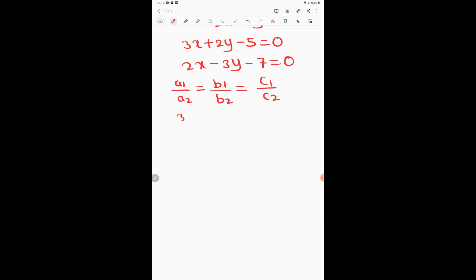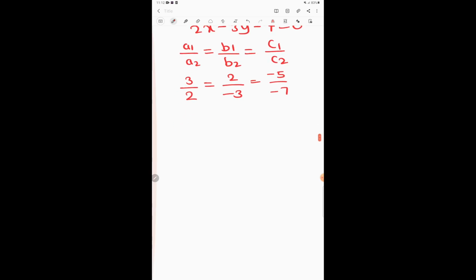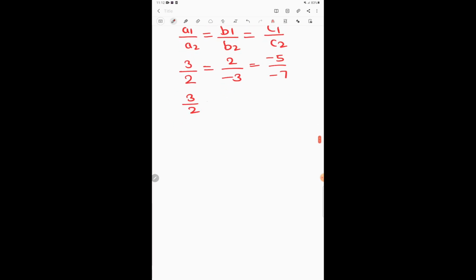a1 is how much? 3. a2 is 2. b1 is how much? 2. b2 is minus 3, c1 is minus 5, c2 is minus 7. So 3 by 2, 2 by minus 3, minus minus plus, 5 by 7. See, first you have to compare the first and second ratio. If it is equal, then go to the third ratio. Remember it. So 3 by 2 equal to what? 2 by minus 3. These both values are not equal.